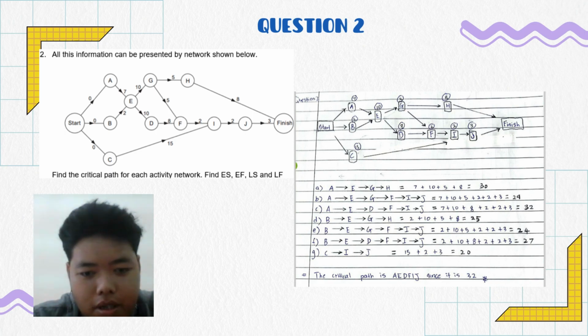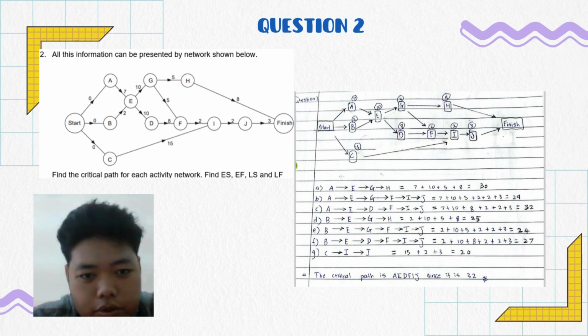So now I will explain question 2, the second question in the project. As you can see, this question needs us to find the critical path, so we need to draw the diagram to determine which one is the critical path. The first one starts with A.